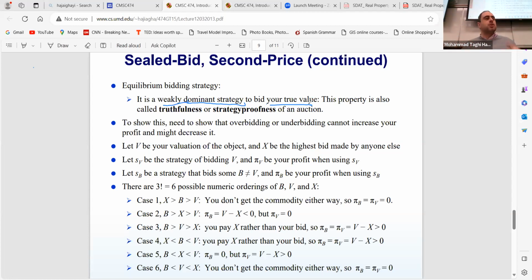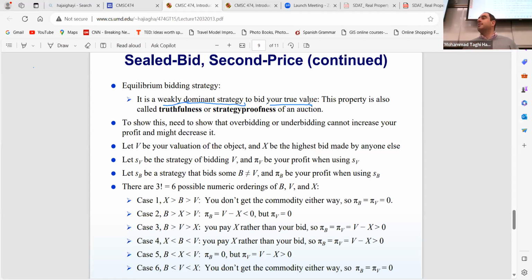So assuming there is no collusion, they don't see each other's bids, and they cannot coordinate on that, then in that case, these auctions are strategy proof or truthful. It means that you should say your true value. And that is essentially the most interesting thing about these auctions. As I mentioned, these are the ones that are currently used.